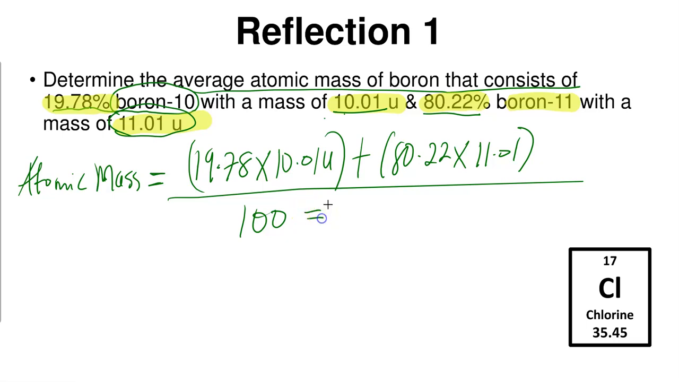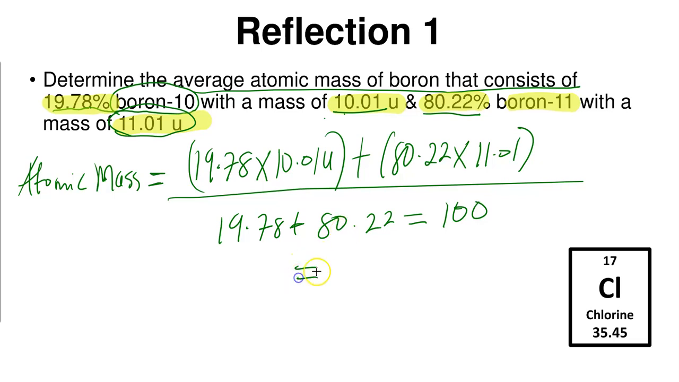100 simply means you're adding the total percent. Let's see, 19.78 plus 80.22. When you add this together, it's going to give you 100%. And when you divide it by this and do your math very well, you're going to get about 10.81 U as the average atomic weight or average atomic mass of boron.